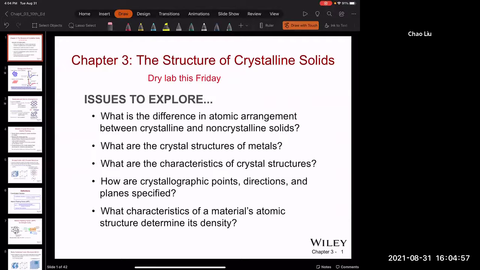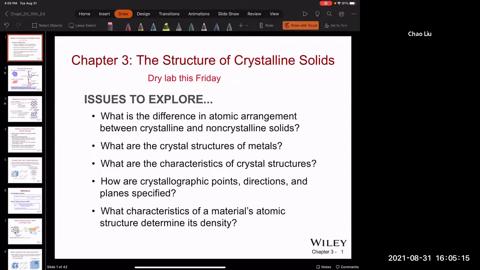And this solid is what we call the crystalline solids. We want to know what are the different ways the atoms can arrange. There's a terminology called crystalline and non-crystalline, which you can read from the book. I'm not going to repeat those things.